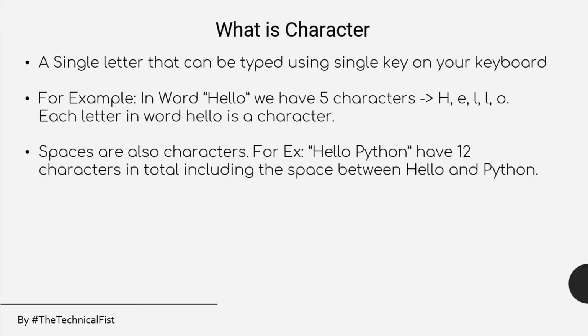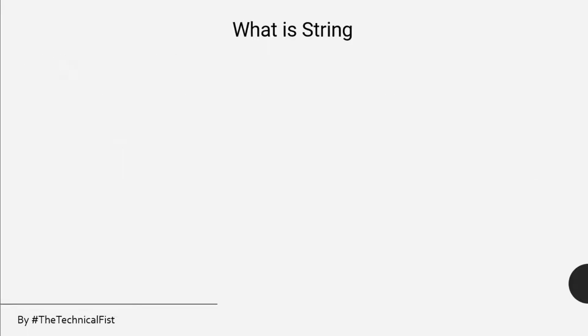Spaces are also characters. For example, Hello Python has 12 characters. You may feel like Hello Python has 11 characters, 5 in Hello and 6 in Python, that makes 11. But there is a space between both of them. The space is also called a character because it is also a key on your keyboard. So Hello Python has a total of 12 characters including the space.